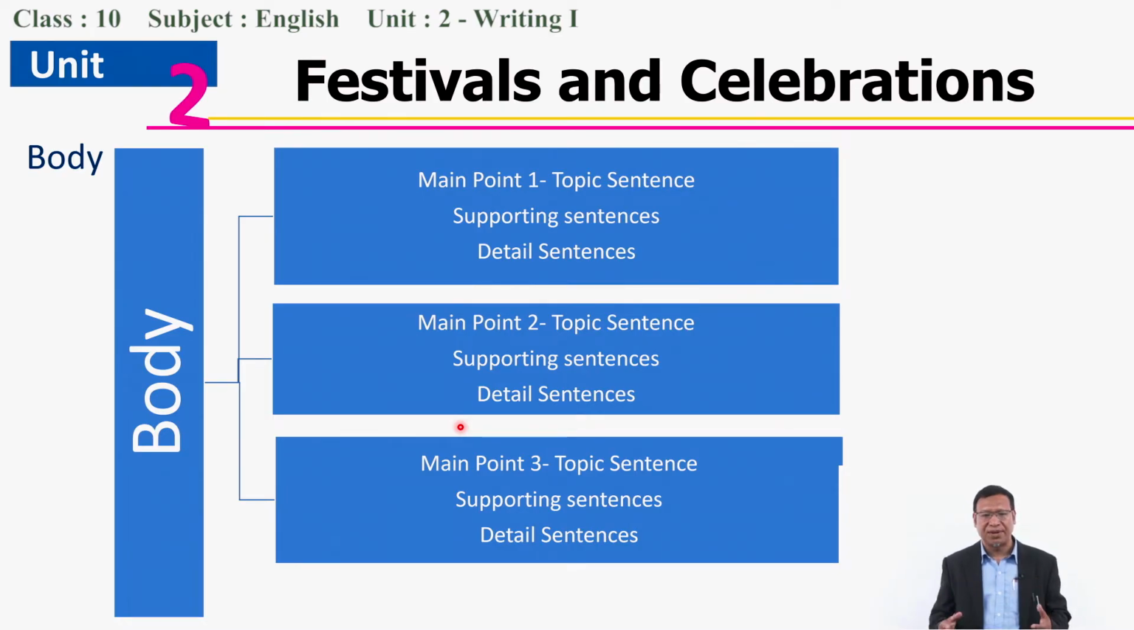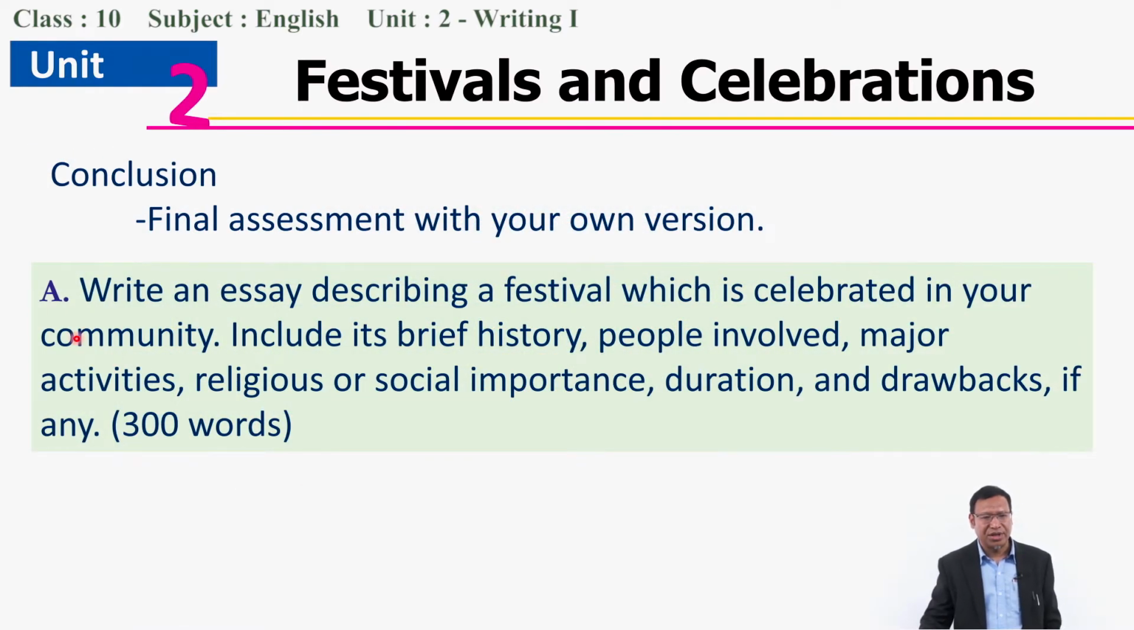But the general example is, if you make three paragraphs or three topic sentences in an essay, that is always fine. For each main point or topic sentence, you have supporting sentences and detailed sentences. So you have a main point, then the evidence, the supporting sentences, then the details, meaning examples. That is what goes in every paragraph in the body section. And the conclusion is the final assessment with your own version. In the conclusion you make a quick revision of what you have stated, and it is also important that you use your own point of view in the conclusion.